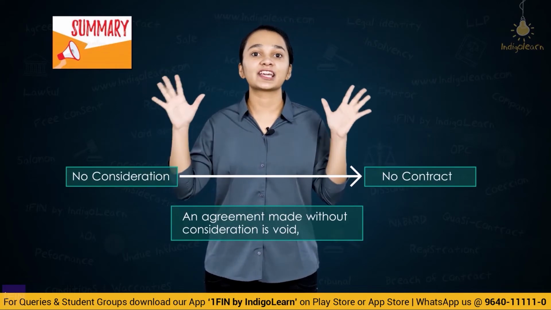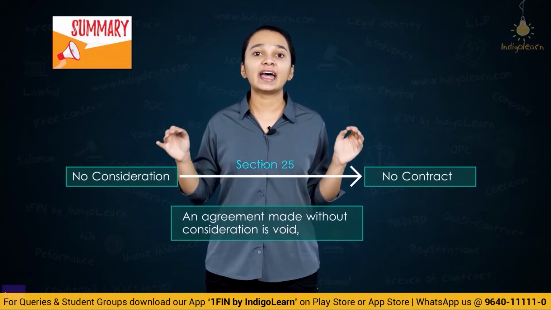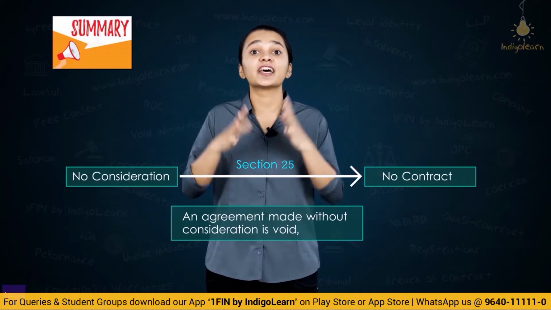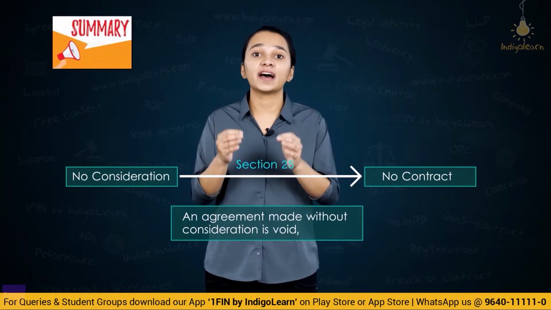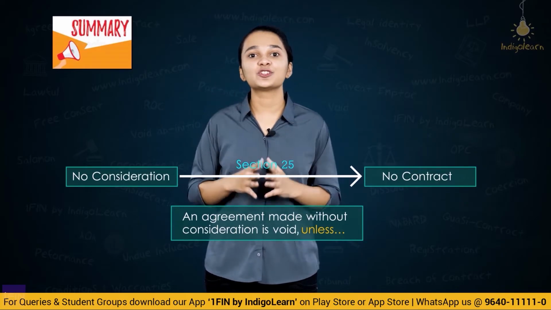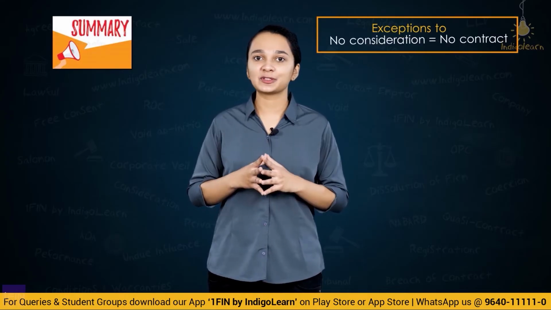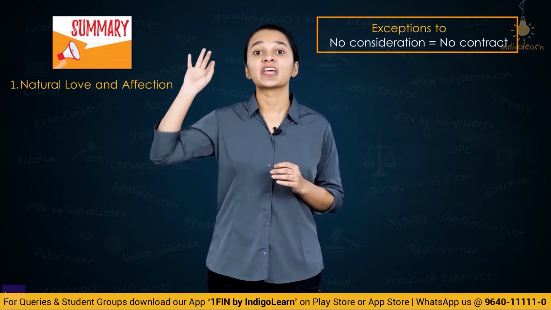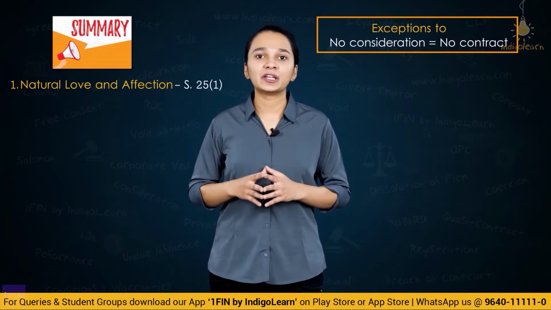This is given in section 25 of the Indian Contract Act. And it says that consideration is an integral part of contract, and if there is no consideration, no contract will come into existence. But there are certain exceptions to this rule of no consideration, no contract. So the exceptions to this rule, the first exception is in case of natural love and affection. This exception is given by section 25 subsection 1.